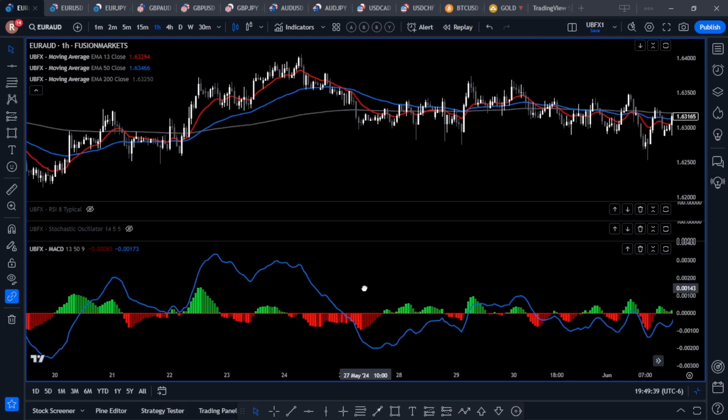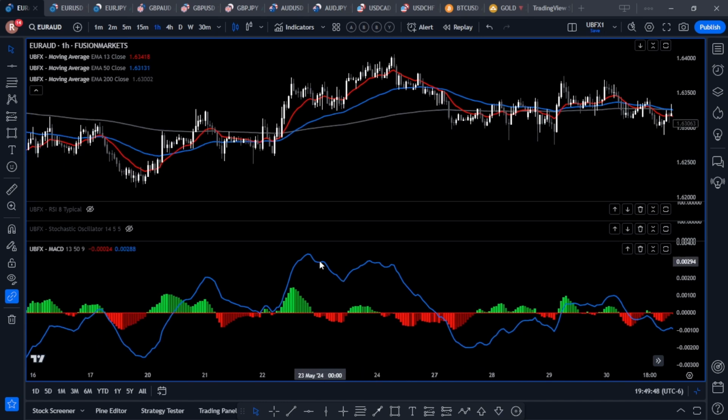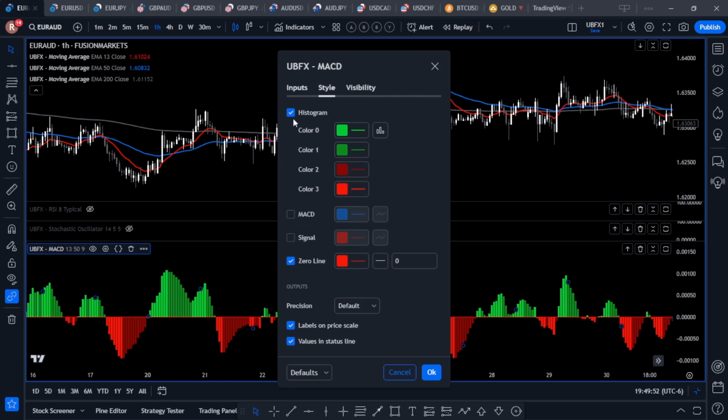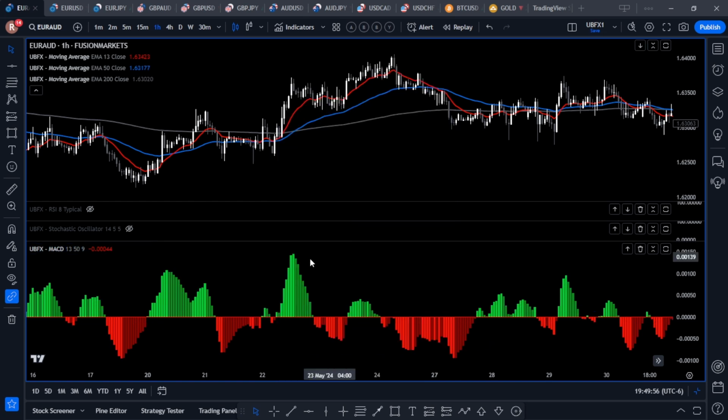Now with the MACD, again, this blue line shows us a separation between these moving averages. So I don't really need the blue line on the chart. I'm just interested in the market momentum. So if I go back to that MACD and I get rid of the blue line and just keep that histogram, now I've got an indicator that shows me some momentum.